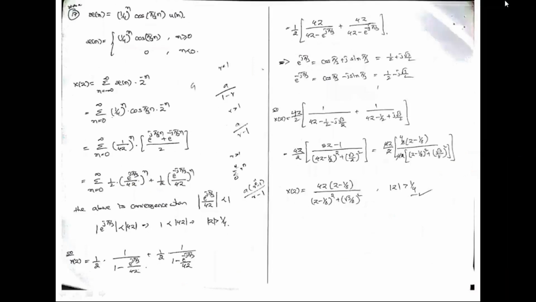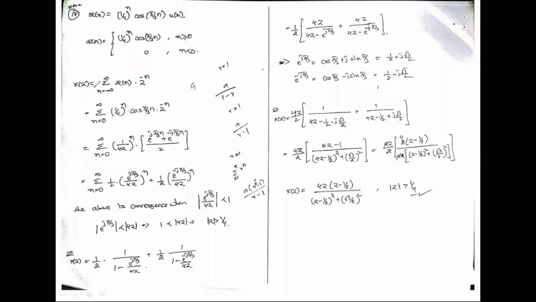Next example. Now it is the cosine function, 1 by 4 whole power n, cos pi by 3 n, mu of n. Whenever mu of n is given, the ROC is greater than the function's a only. What is a here? 1 by 4. So the magnitude of z is greater than 1 by 4. And since it is also multiplied with the cosine function, it depends on the cosine function also. So x of n equals 1 by 4 whole power n cos pi by 3 n for n greater than or equal to 0. Why? Because it is multiplied with mu of n.